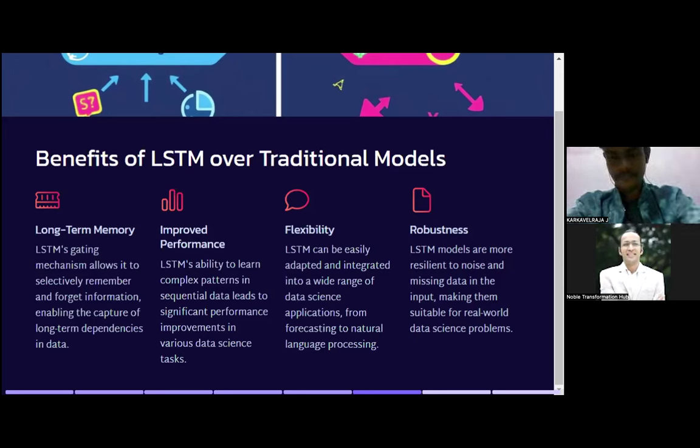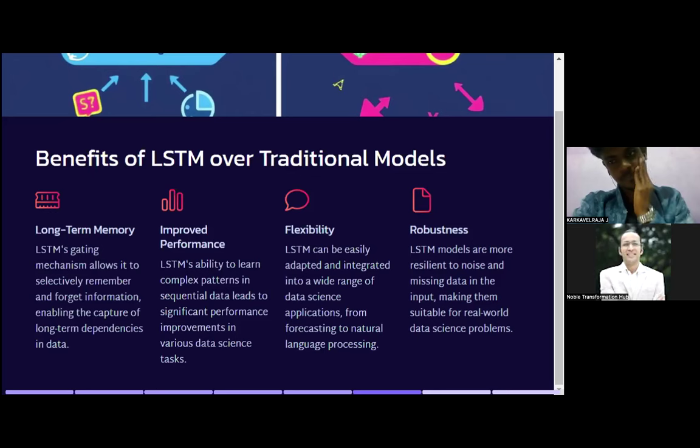Yes, so benefits of LSTM over traditional models, let's understand that. Long-term memory: LSTM's gating mechanism allows it to selectively remember and forget information, enabling it to capture long-term dependencies in data. We know that it works as long-term memory, which is a human aspect. The inspiration is from there. Long-term memory will always hold the essential information. It captures that, so the long-term dependency in data, that's it.